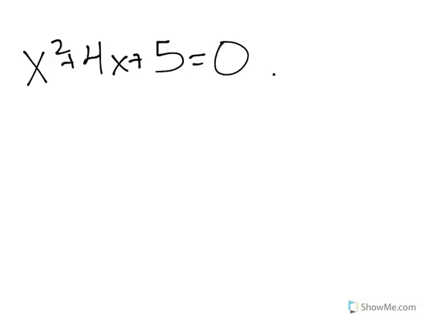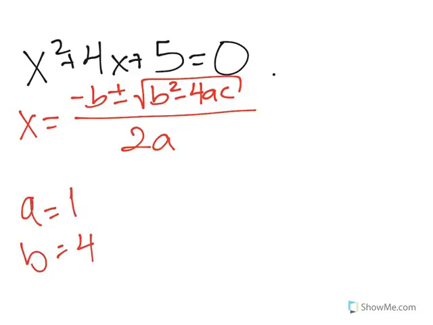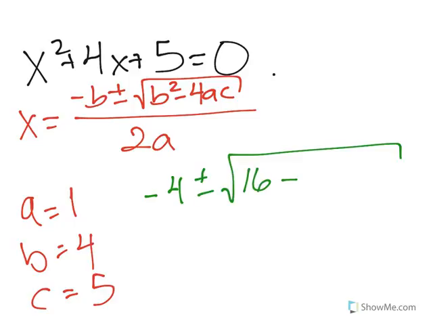Let's use the quadratic formula. So x is equal to negative b plus or minus the square root of the discriminant, which is b squared minus 4ac, and we divide by 2a. Very well. Now we see that a is equal to 1, b is equal to 4, c is equal to 5. So let's say negative b, so that's negative 4 plus or minus the square root. b squared is 16 minus 4 times 1 times 5. We divide this by 2.